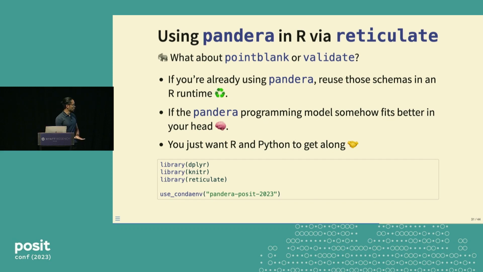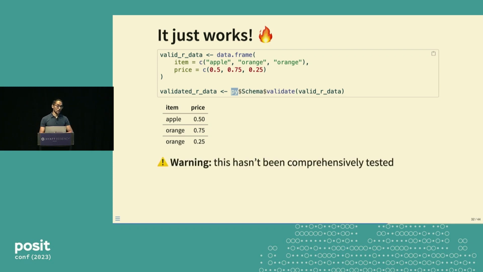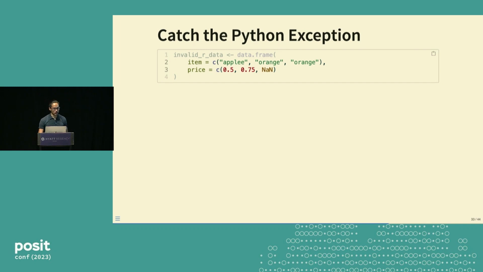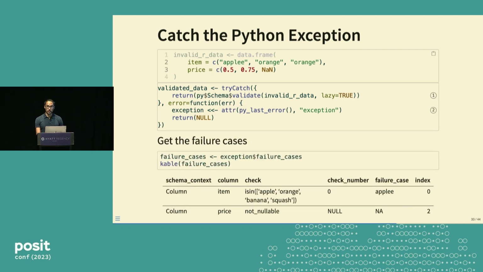With that, let me import a few things in my toolkit to get started here. So using dplyr, knitr, and reticulate, and I'm using a conda env where I have all of my dependencies installed. And it just works, right? I define a data frame in R, and I use the Pandera entry point here, and it returns valid data. Just a warning, this hasn't been comprehensively tested on all the data types, so I don't want to get you too excited. You can catch Python exceptions in the R reticulate runtime. So this is essentially the equivalent of the try-catch in Python. And we get the same failure cases.